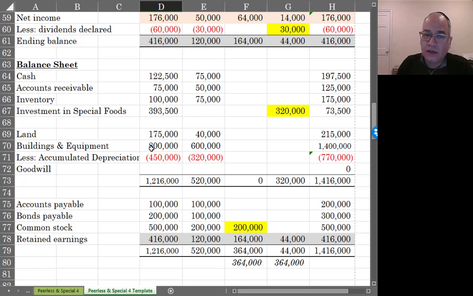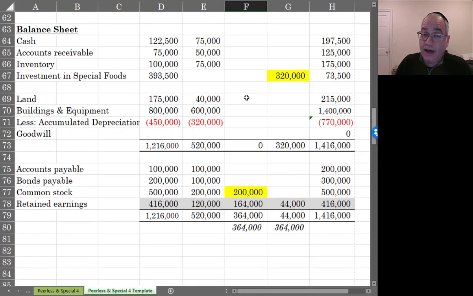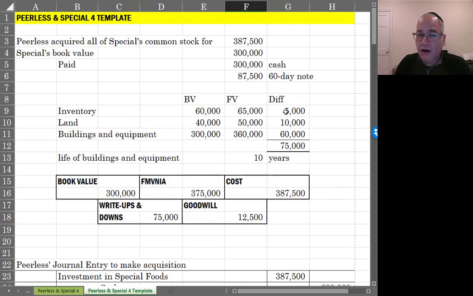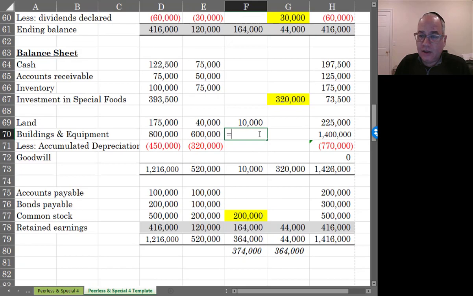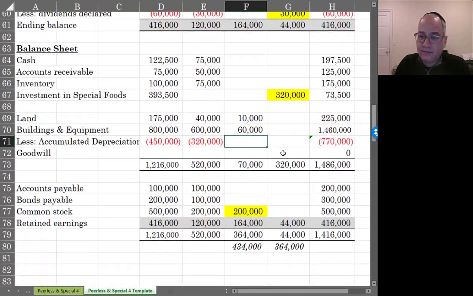And when we do this, we have to be very careful because we have to think about the write-downs that we did. I started off with a $5,000 write-up of inventory. That would no longer make any sense because I wrote it off. Right here, it became cost of goods sold, so I can forget about that. But I do have a write-up in the land, which was $10,000, and I have a write-up of buildings and equipment for $60,000.